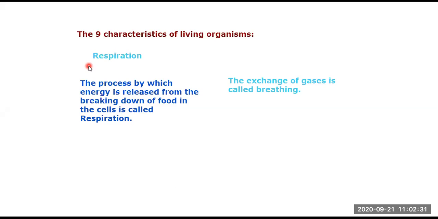So the next characteristic of living things is respiration. The process by which energy is released from the breaking down of food in the cells is called respiration, while the exchange of gases is called breathing. The difference between respiration and breathing is that respiration takes place in every cell in the body, while breathing takes place in some organs like lungs and windpipe.